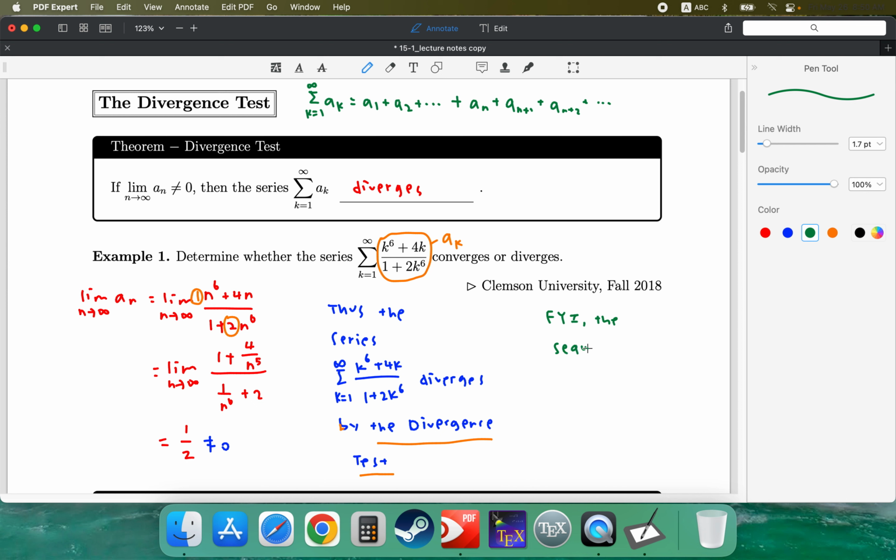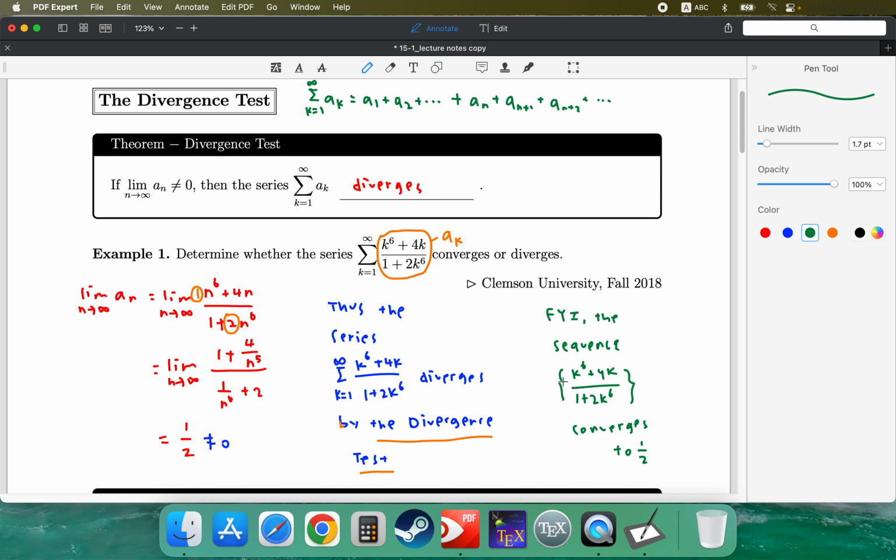For your information, the sequence k to the 6 plus 4k over 1 plus 2 times k to the 6. This sequence, and remember, a sequence is a list of numbers, this sequence will converge to 1 over 2, because eventually all these terms will be 1 over 2. But when you add them together, the sum is divergent. So please be careful about these two different things. A series is a sum, and a sequence is a list of numbers.